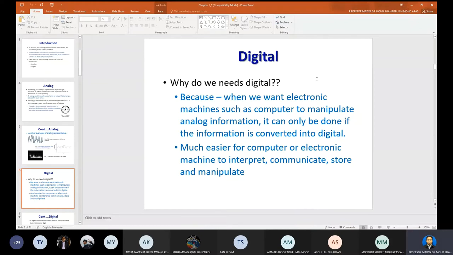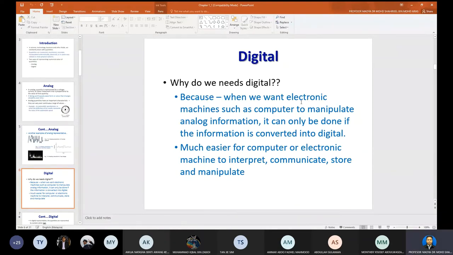Because, as I mentioned to you, nowadays all systems use digital, to reduce the cost. Because analog is very expensive. So maybe they use digital to reduce the cost. That's why all the analog we have to convert into digital.